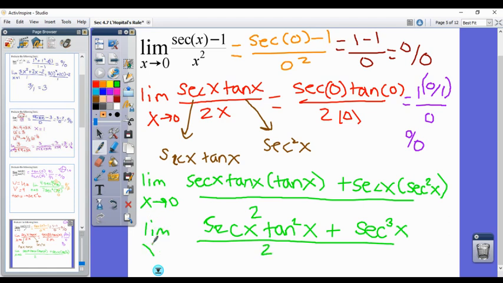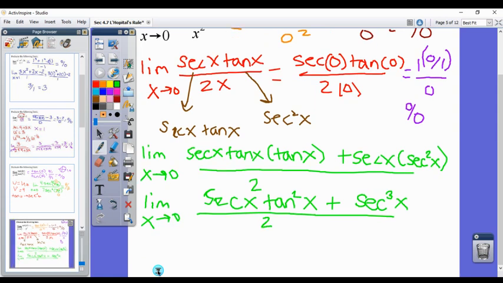All right, so now let's try the limit again and see. Hopefully we get something a little bit better. Okay, so let's look at our pieces individually. So we know secant x is 1.